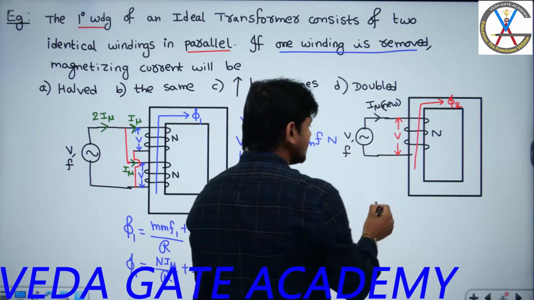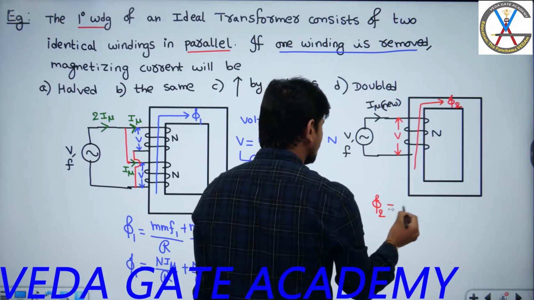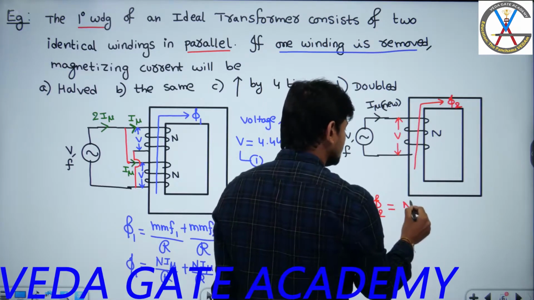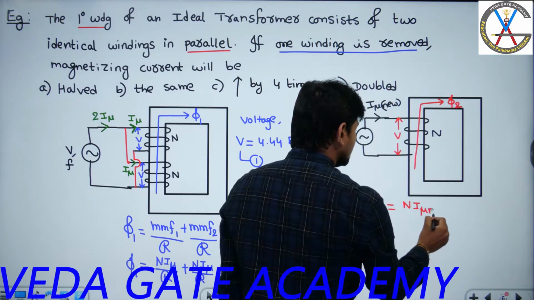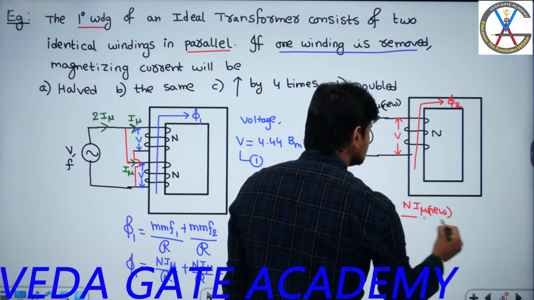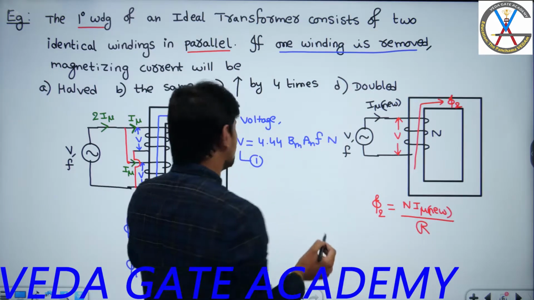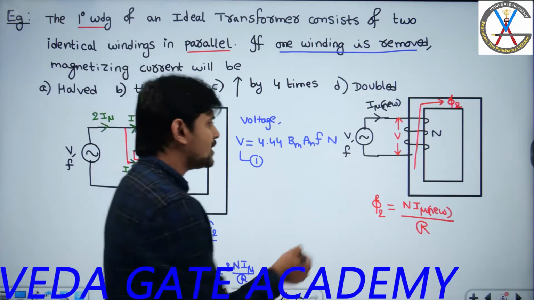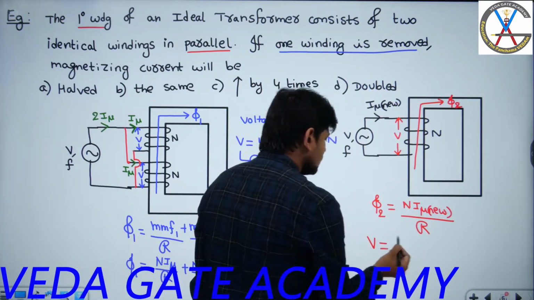Now let us try to calculate the value of phi 2, guys. What is the value of phi 2 you are going to get? Phi 2 is the mmf, N into I mu, divided by the reluctance, which will remain the same because I am choosing the same magnetic core with the same material and same dimensions. Right.